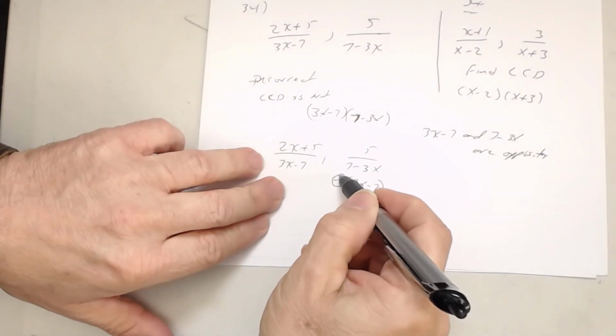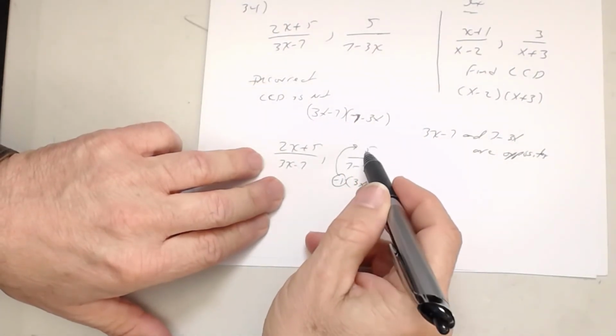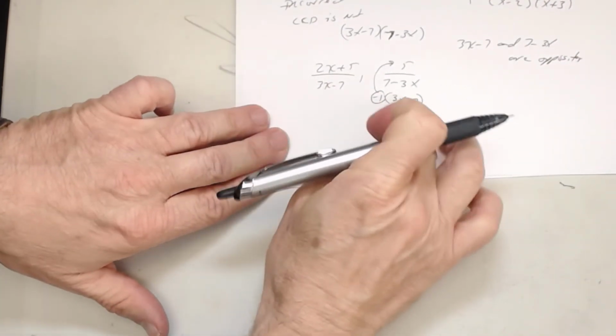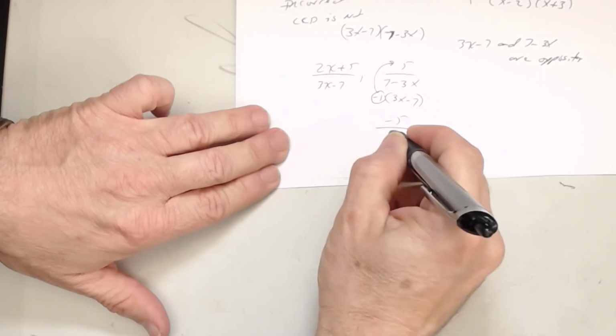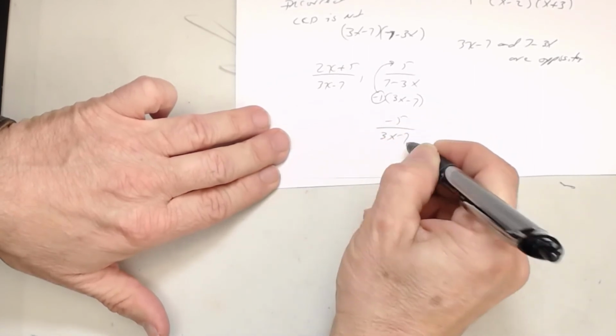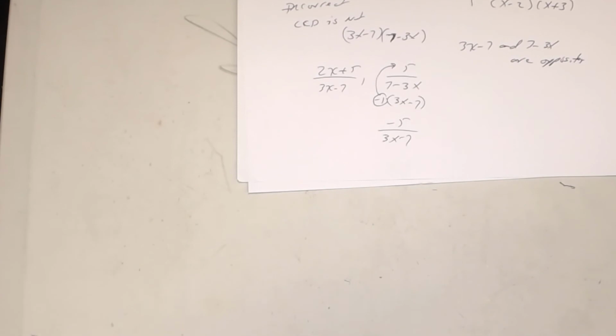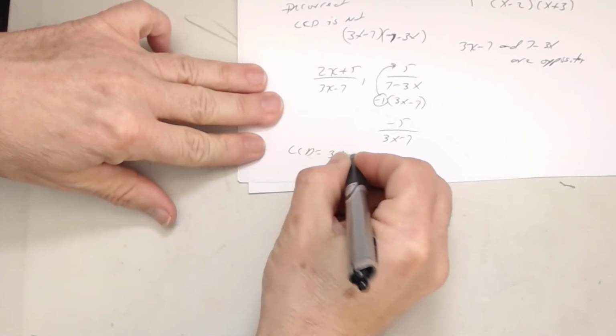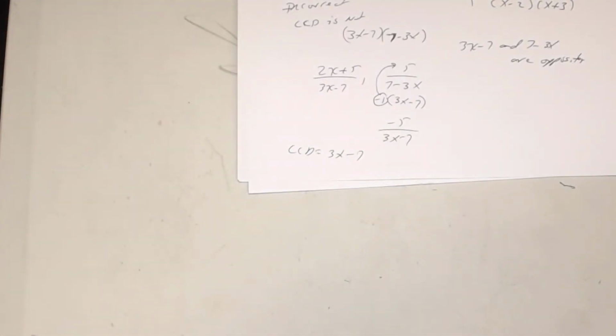What I would do with this is I'd bring in the top and make the 5 what? -5. So notice this right here becomes -5 divided by what? 3x minus 7. And so now, what do you notice about those two denominators? They're the same, so what's the LCD? 3x minus 7. Okay? You could have also said the LCD was what instead? 7 minus 3x. It did not matter which one.